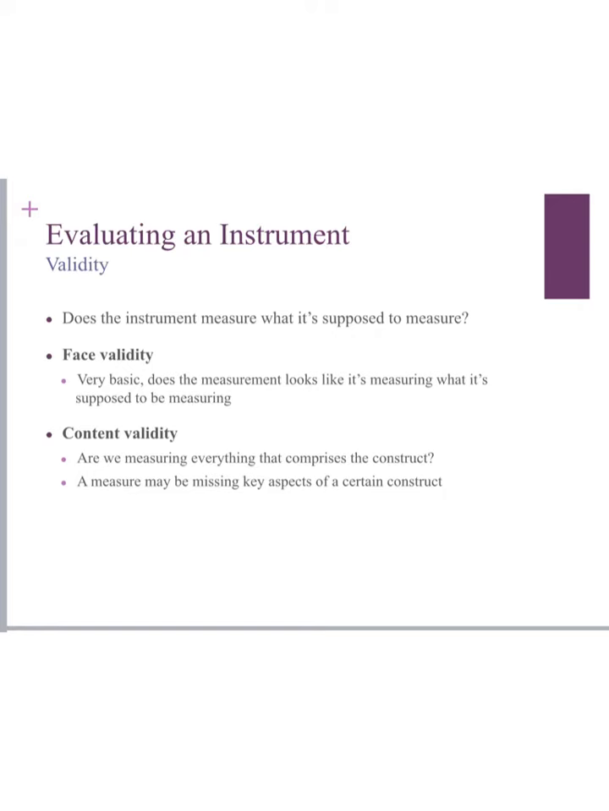Content validity, are we measuring everything that comprises the construct? And are we missing anything? So you could have a measurement on therapeutic alliance and you never ask about trust, right? That could be a key part of therapeutic alliance that would be missing and would lower the content validity of your measure.